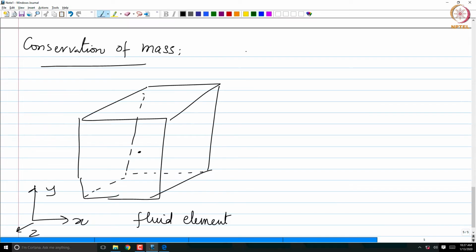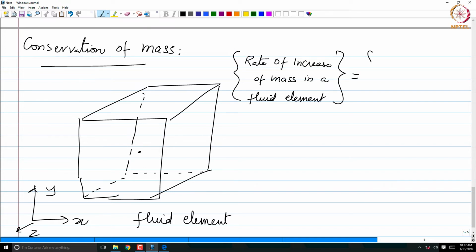Okay, so if I were to write it, this is basically the rate of increase of mass in a fluid element, which is balanced by the net flow rate of mass into the fluid element through the faces, right?